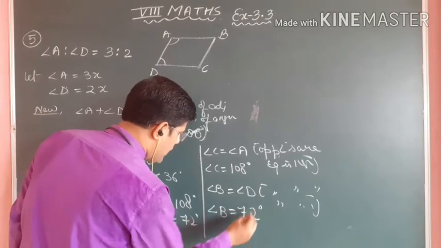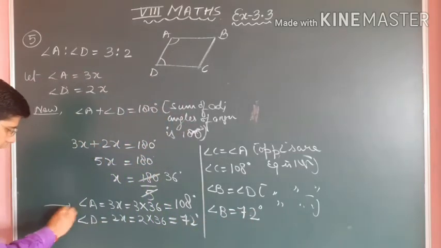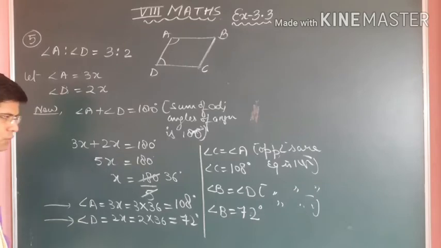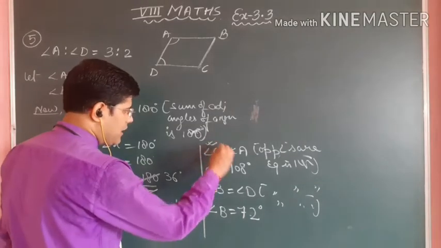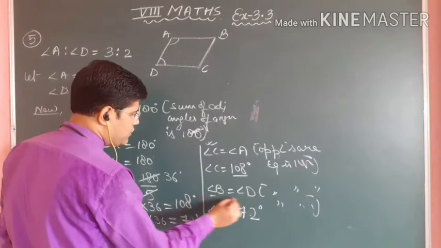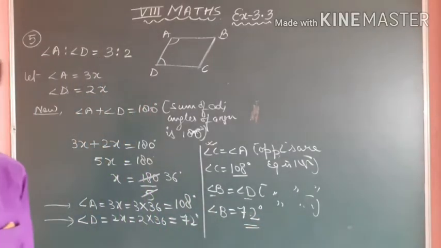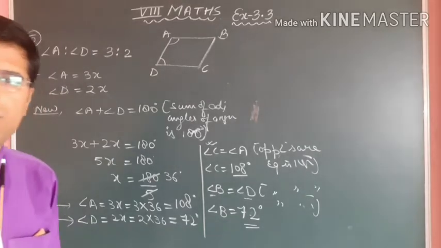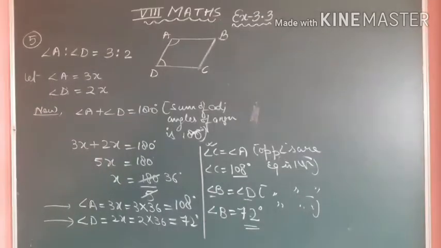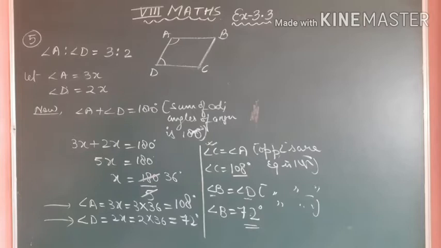So here we have four angles: angle A 108, angle B 72, angle C is equal to angle A which is 108, and angle D is equal to angle B, 72. So here we have found all four angles of the parallelogram. Okay students, now you can solve it. Now take a screenshot or note it down, and I am going to solve the next question for you, question number 6.